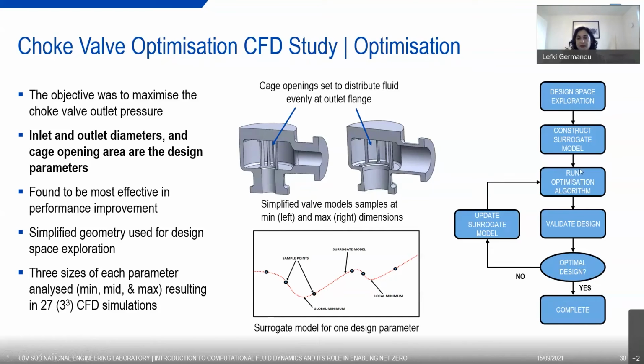Afterwards, we ran the optimization algorithm and validated the design. If the design was optimal, then we updated this. If the design was not optimal, we had to update the surrogate model. And if it was the optimal one, then our optimization loop was completed.